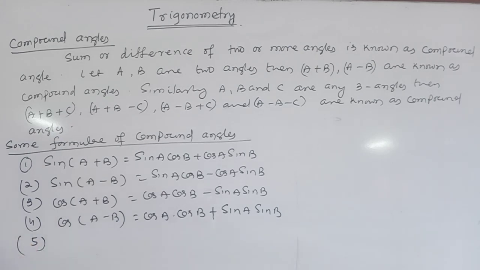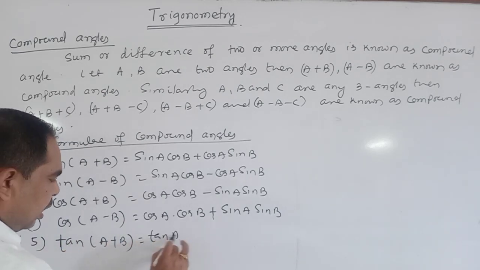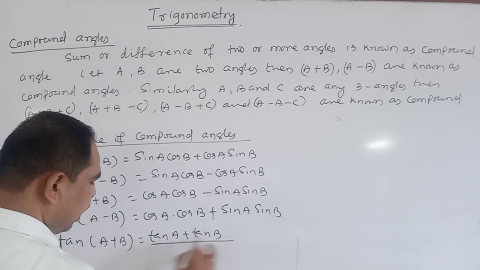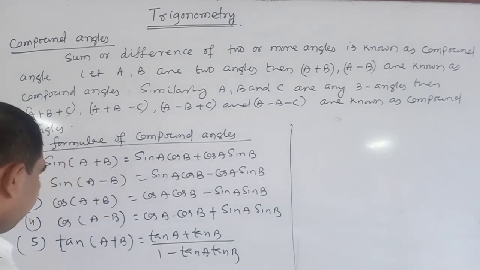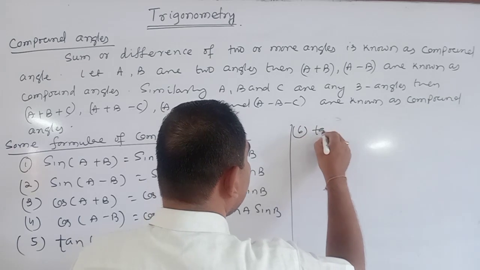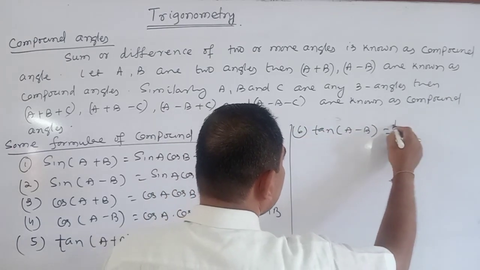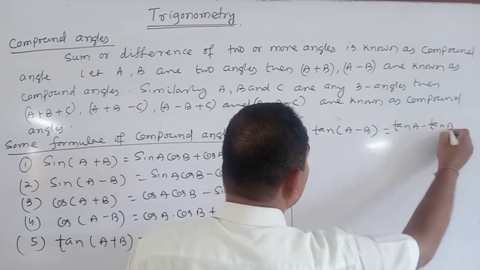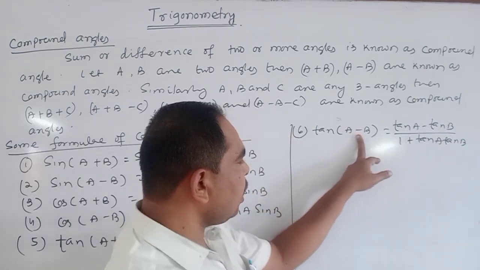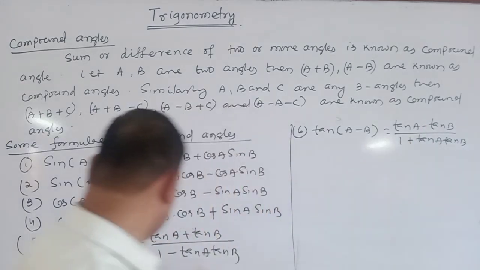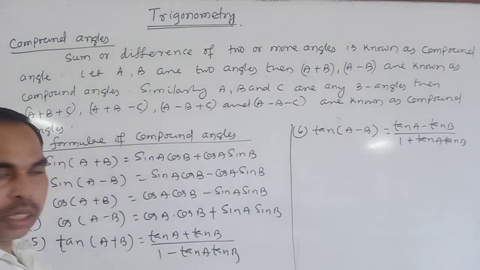Next, five, tan of A plus B is equal to tan A plus tan B divided by 1 minus tan A into tan B. Next, six, tan of A minus B is equal to tan A minus tan B divided by 1 plus tan A into tan B. Minus means this also minus, and the denominator sign is opposite, so it is plus.